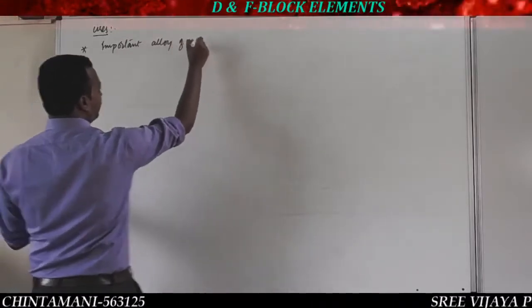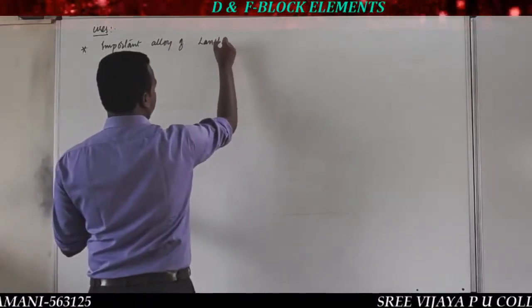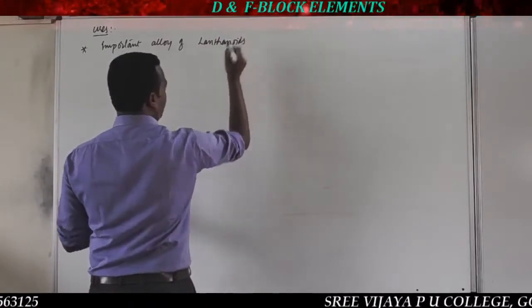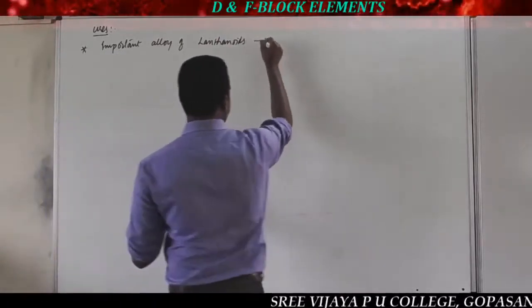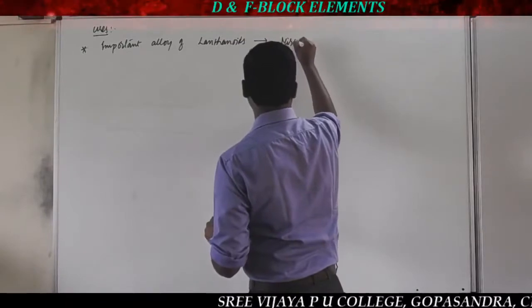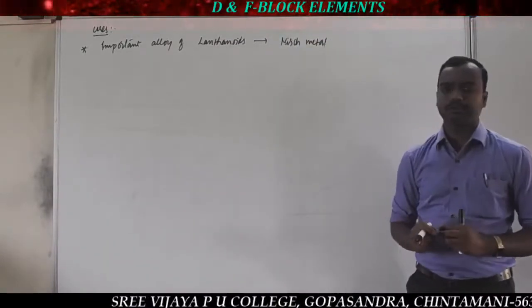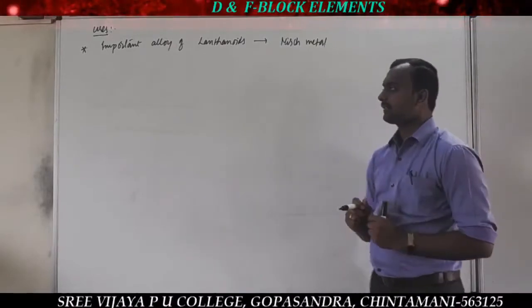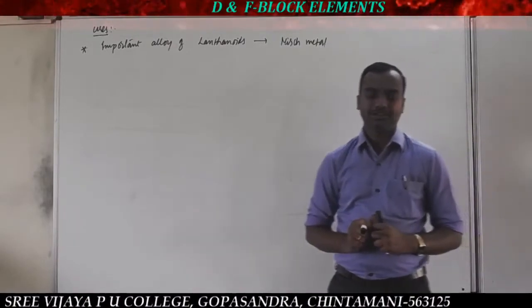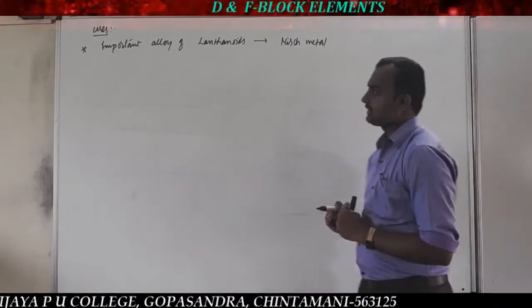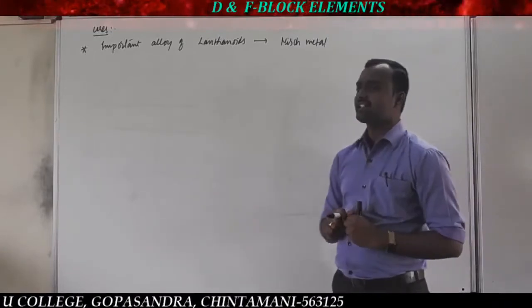The important alloy of lanthanides is called mish metal. It's called mish metal. This is very important for 1 mark. So usually lanthanides are used in the preparation of alloy steels and also pipes. Alloy steels, the important alloy of lanthanides is mish metal.